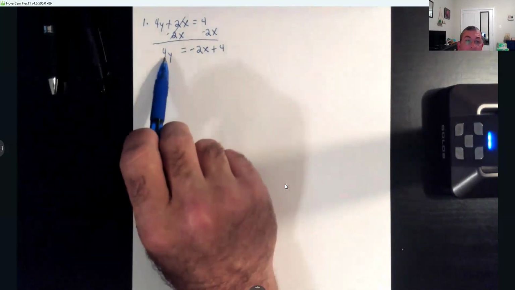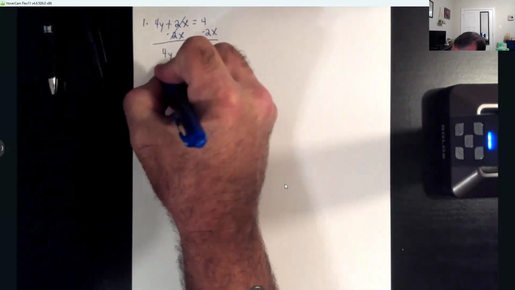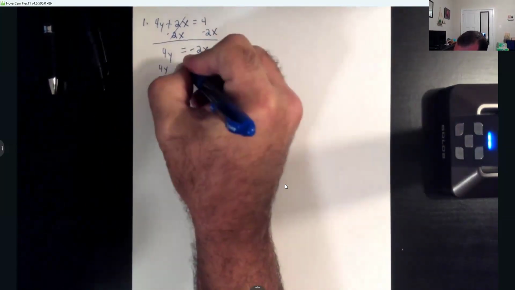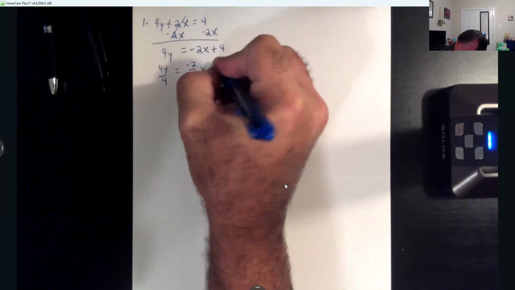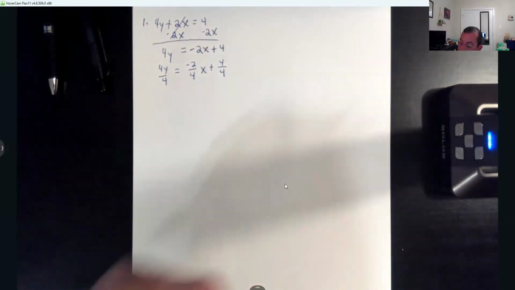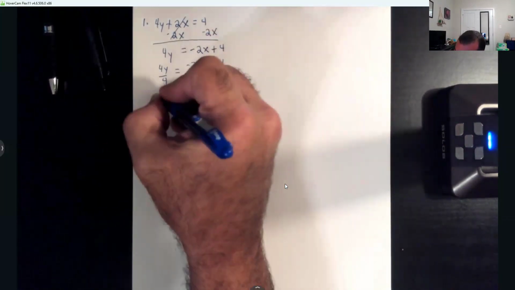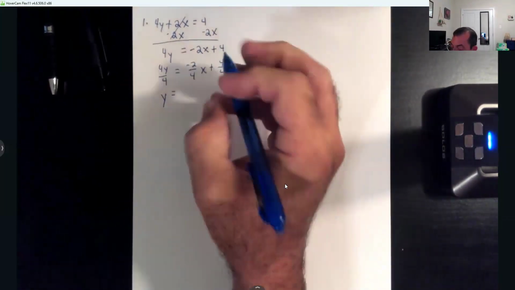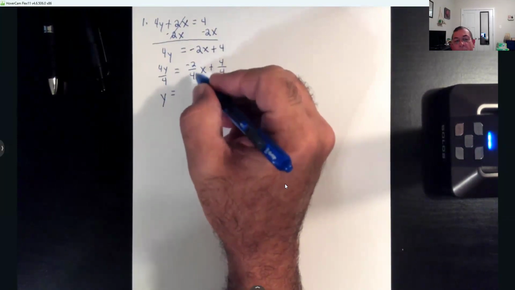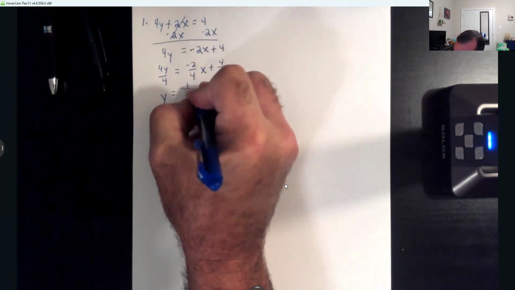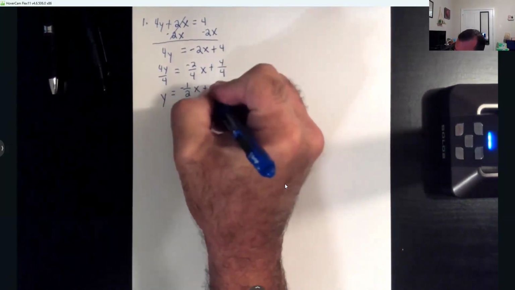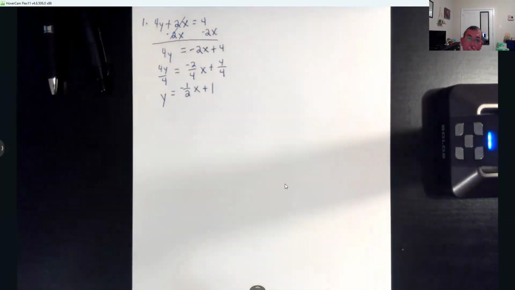So now my last step is to divide everybody by 4 so I can make that a 1y. Hey, y'all, so this 4 divided by 4 gives me 1y. Negative 2 over 4 won't divide, but we can reduce a negative 2/4 to a negative 1/2 x. And then plus 4 divided by 4, which is 1.